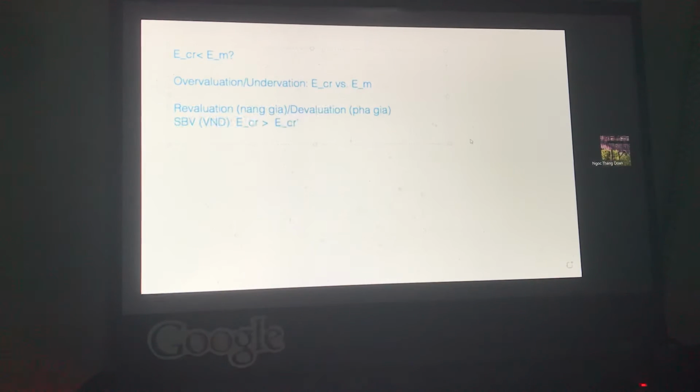By contrast, when the central bank raises the central rate, we say that the central bank devalues, or devaluation of VND, and in the first case, revaluation of VND.